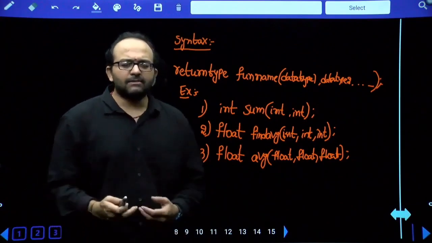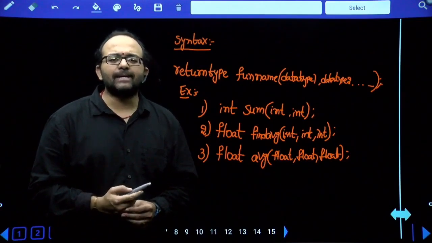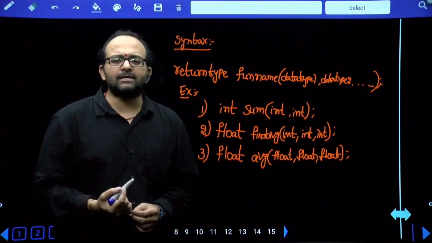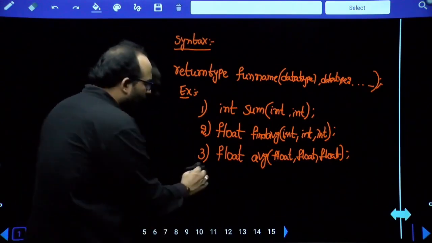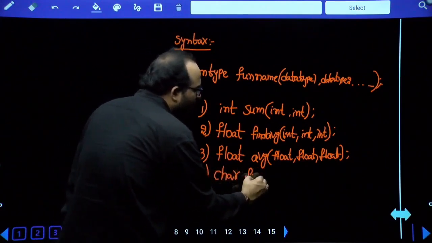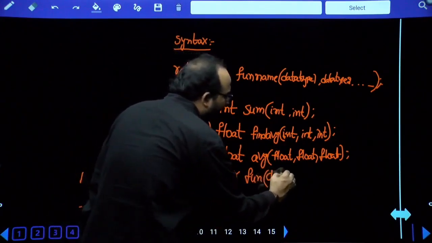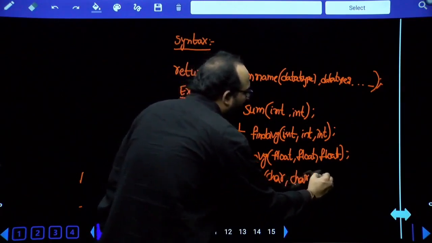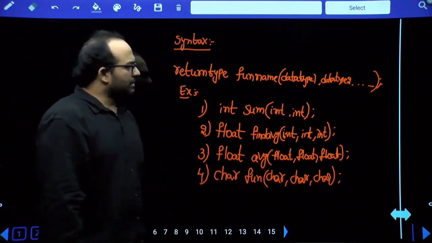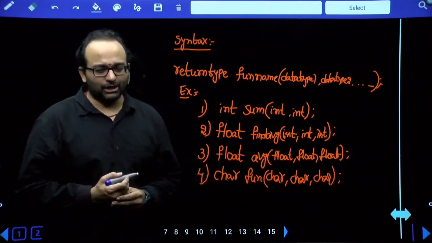Next similarly, for example, you want to return a character data type. Then the return type will be character data type, and suppose you are taking three parameters, all are characters. In such case you can write like this: char, name of the function, let us suppose fun, and it is taking three parameters, all are character data type. In that case you can write char comma char comma char. Okay, semicolon, like this. So this is how we can write function prototype declaration.